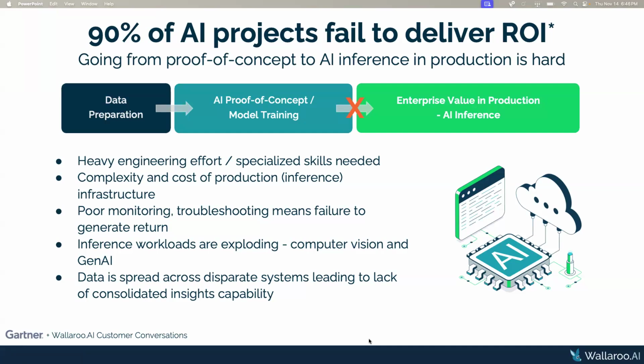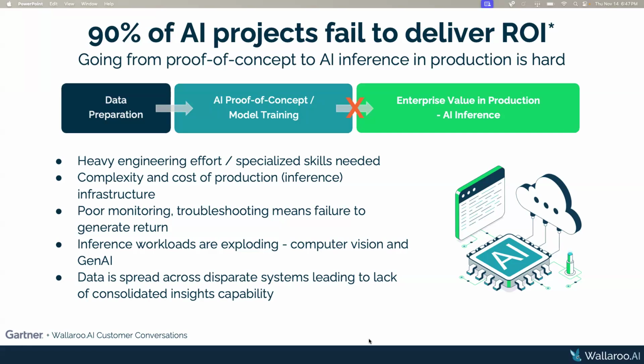Ultimately, heavy engineering effort and specialized skills are needed. When you think about the skills you need to train a model to make sure that it's accurate, to really feel confident in those predictions, and then the skills needed to create a service, containerize it, make sure it's consistent, and get it to serve hundreds, thousands, millions of requests. Those are very different skill sets and very hard things to communicate.